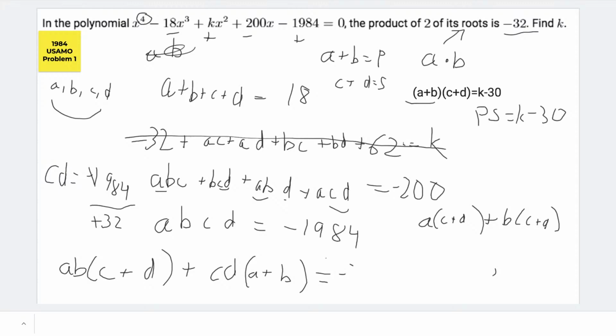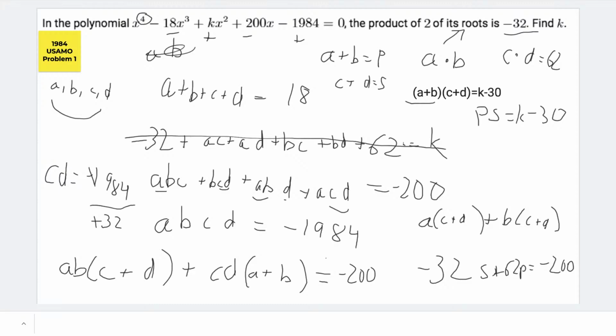We already have the values of AB and CD from before. Remember, A times B was negative 32, and C times D was, let me write it down here. What was it? Okay, yeah, that was 62. So now we can substitute what we had here into this equation. That means negative 32, which is AB, times C plus D, which we assumed was S. So negative 32S plus CD, which is 62, times P equals negative 200. And now we might be able to calculate the expression.